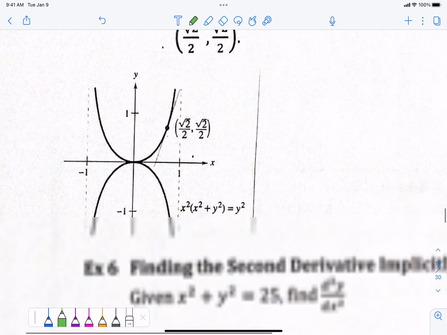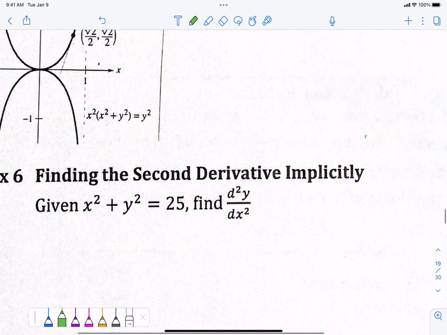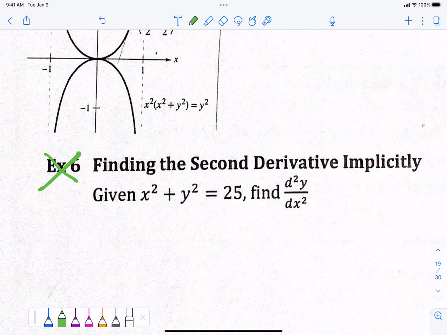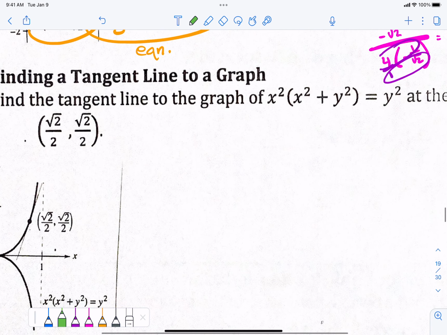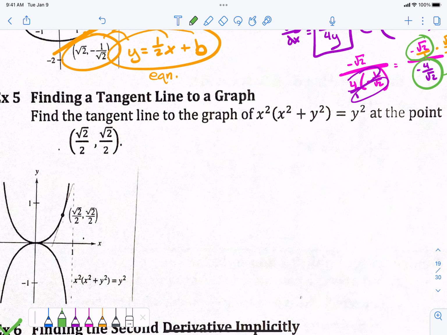All right, let's do one more and then we'll be done. We're not going to do example 6. We're not going to find the second derivative. Let's do example 5 and then we'll be done. Okay, this one's a little bit more complicated. Oh my goodness. All right.